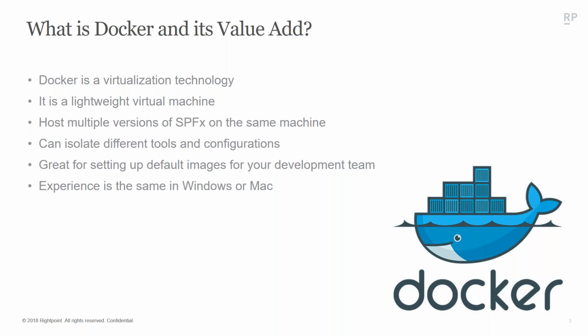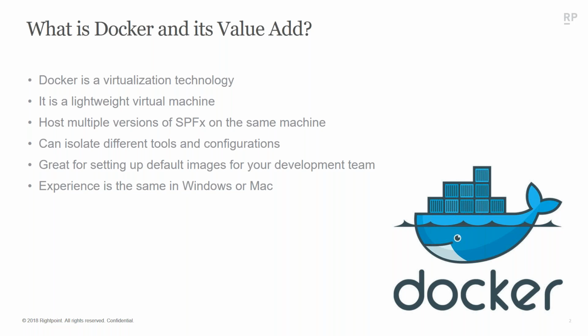The value add right there is it can host multiple versions of SharePoint framework. Let's say you had worked on a project about a year ago when the SPFx version was, I think, 1.1.1. And then the client wants to make some updates, but they also want to use the newer framework version, 1.4.1. That is a perfect scenario for Docker again. And I'll illustrate what that really means once I get to the demo part of it.